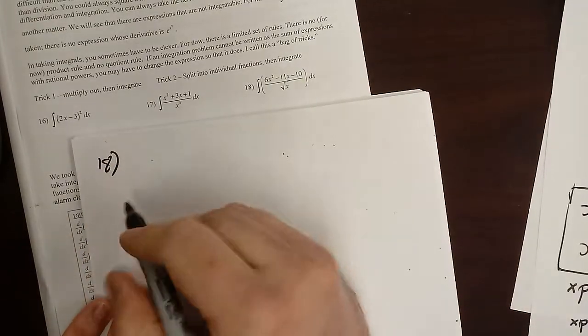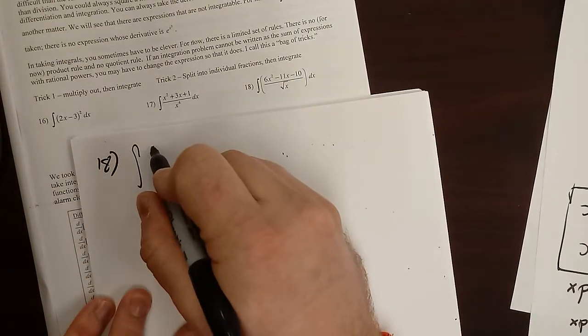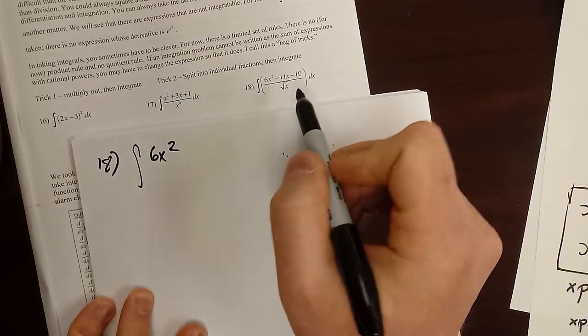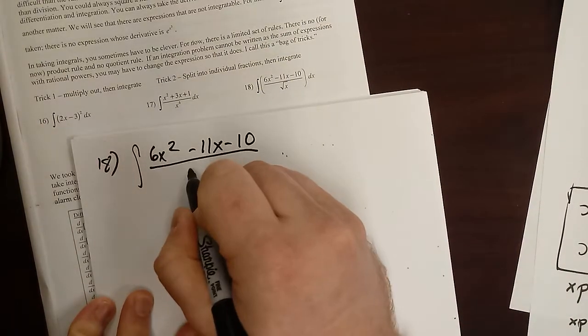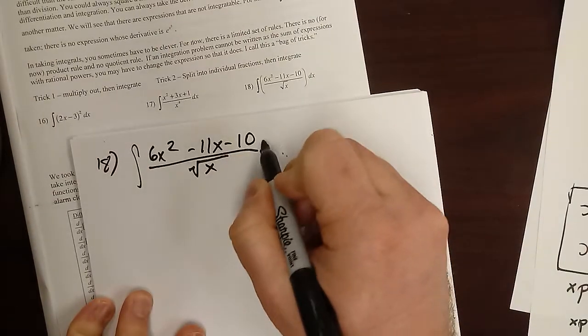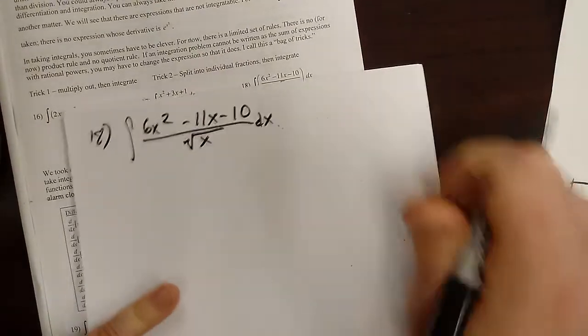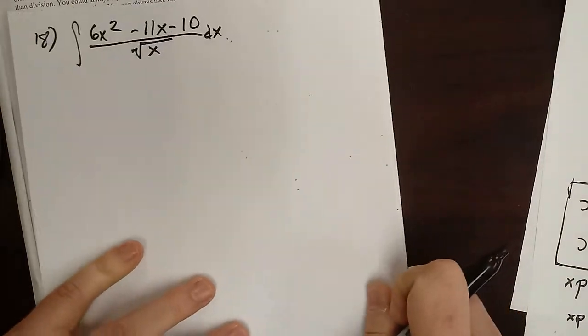All right, let's look at number 18, a fancier version of the same principle. So 6x squared, I should write it big just in case you can't see, if you are viewing this on a mobile device. All right, so we've got 6x squared minus 11x minus 10.